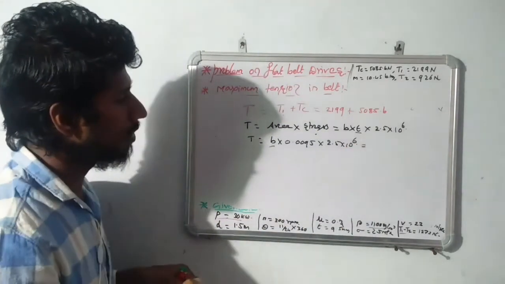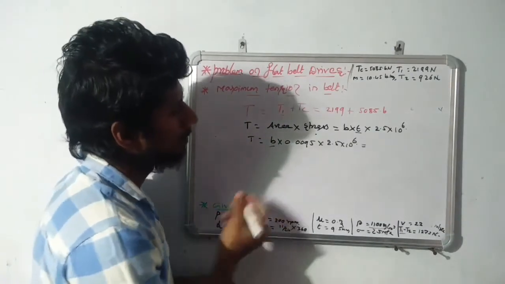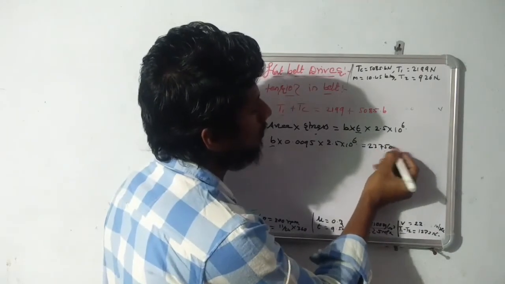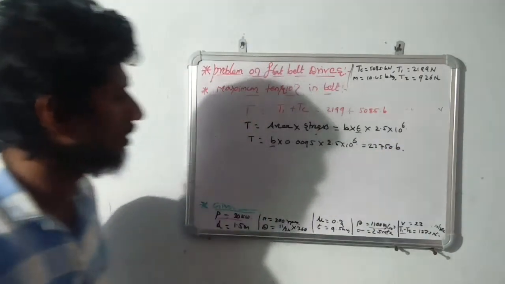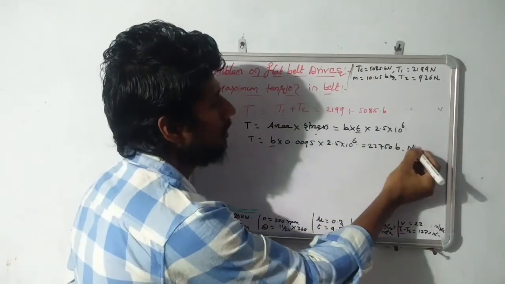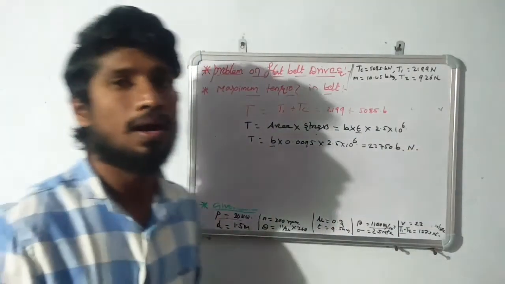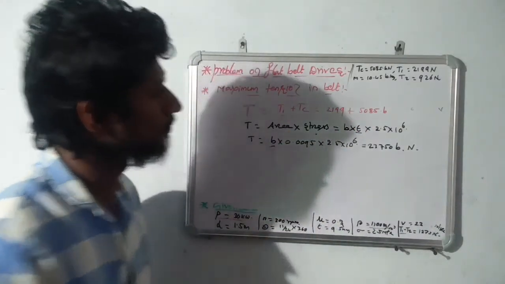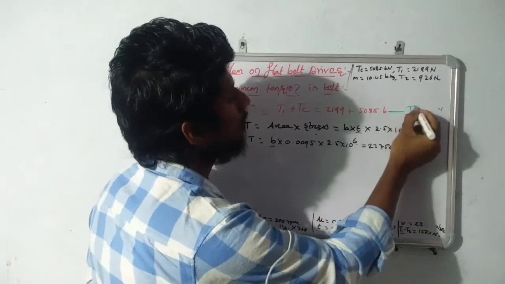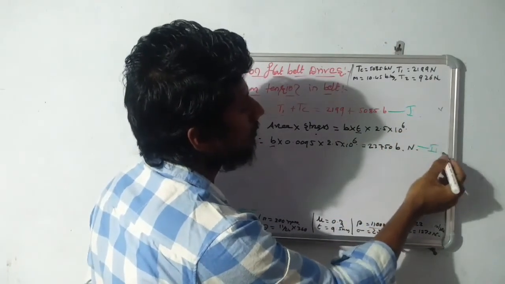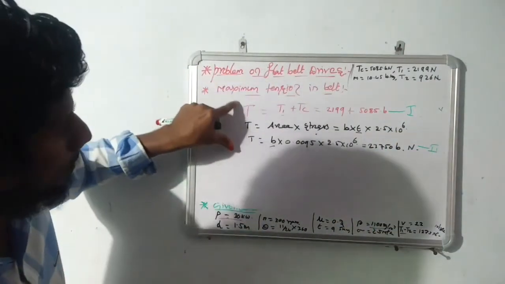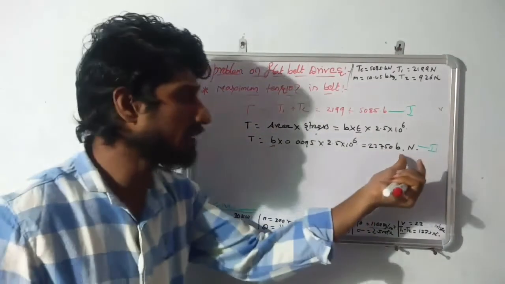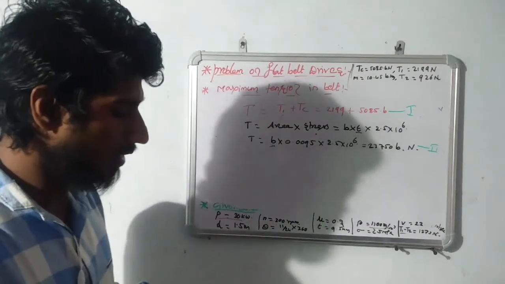So by simplifying this one, we get the maximum tension here, 0.02370 B. So this is the maximum tension in the belt in terms of the area as well as the stress acting on the belt. Let's see this one. Consider this the first equation and this the second equation. These two are the maximum tension in the belt. Equating these two equations, we get the width of the belt. Let's see that one.